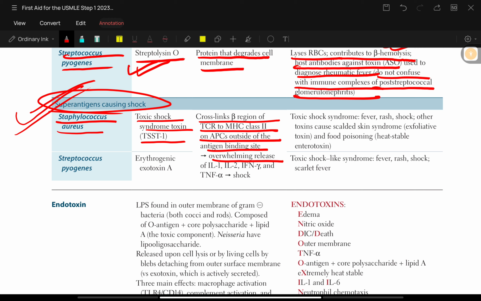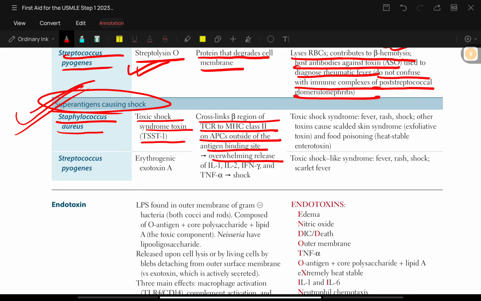Now toxic shock syndrome: fever, rash, shock. Other toxins cause scalded skin syndrome, that is exfoliative toxins, and food poisoning, that is heat stable enterotoxins. Toxic shock-like syndrome: fever, rash, shock, scarlet fever.